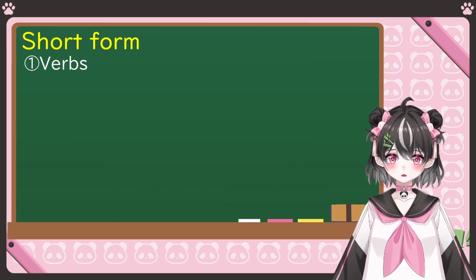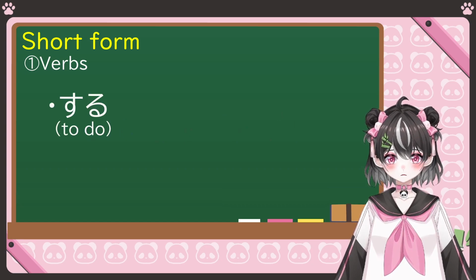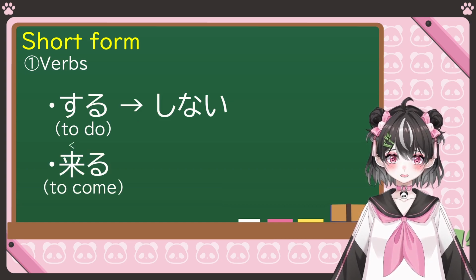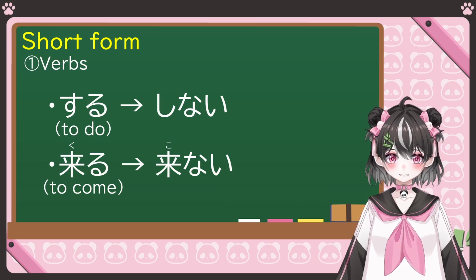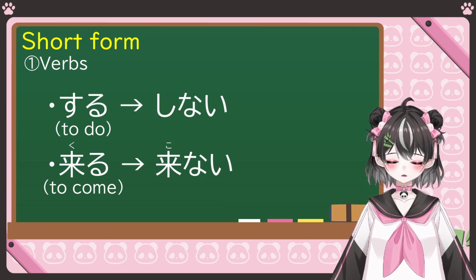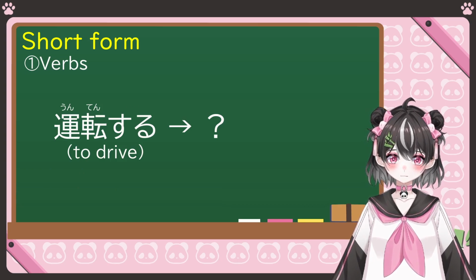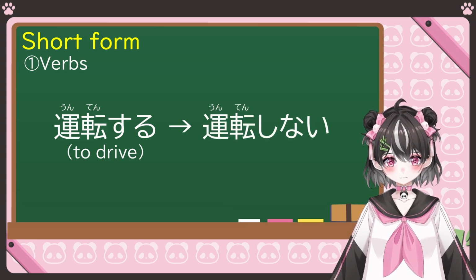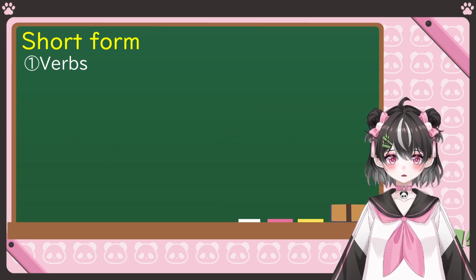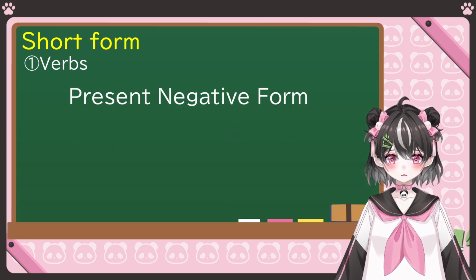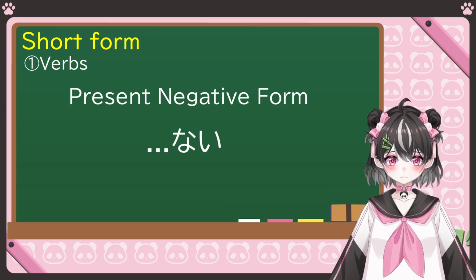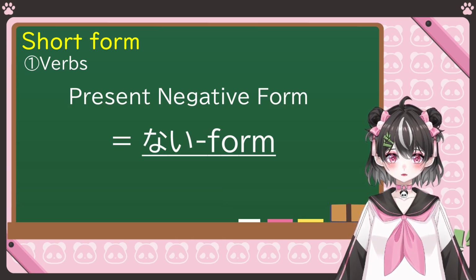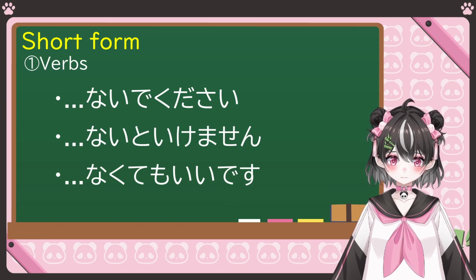Okay, lastly, let's look at irregular verbs. する becomes しない. 来る becomes 来ない. That's it. So what about 運転する? Yes, it becomes 運転しない. You may have noticed that all present tense negative short forms end with ない. So it's also known as ない form. You'll see this conjugation come up in some grammar patterns.